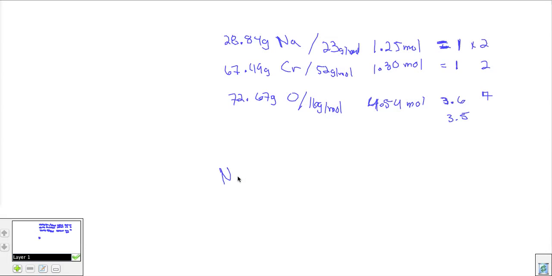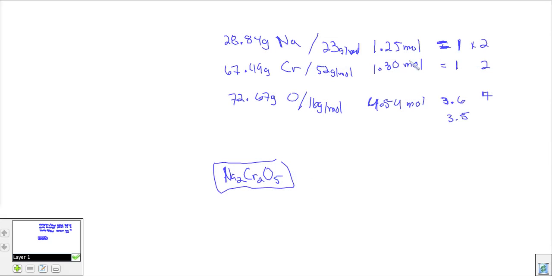I got Na2Cr2O7. Okay, so this is a compound right here. Oop, I put N2. This should be Na2. So this is my answer right here. And so that's a little bit more complex one.